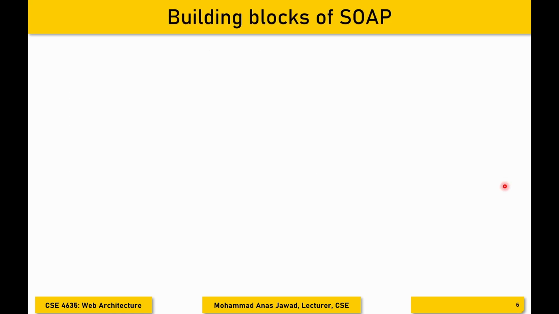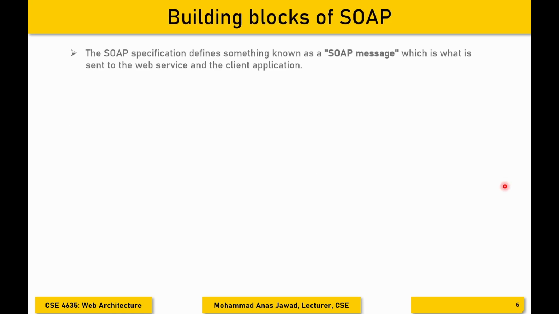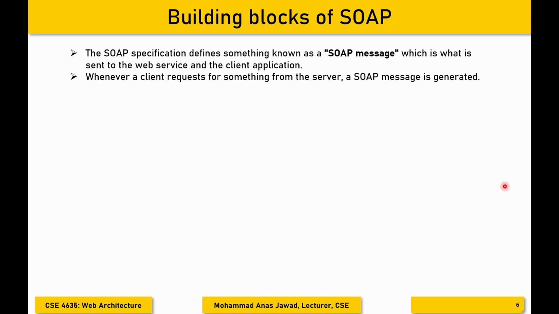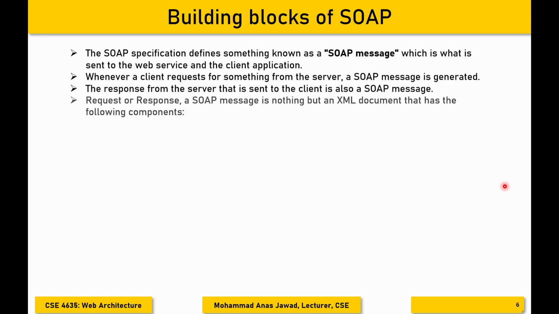Now let's take a look at the building blocks of SOAP. The SOAP specification defines something known as a SOAP message, which is basically sent between the web service and the client application. You might be wondering what a SOAP message is. Whenever a client requests something from the server, a SOAP message is generated. Similarly, whenever the server sends a response back to the client, it is sent in the form of a SOAP message as well. So what is a SOAP message?